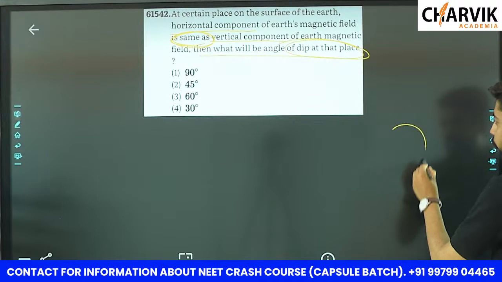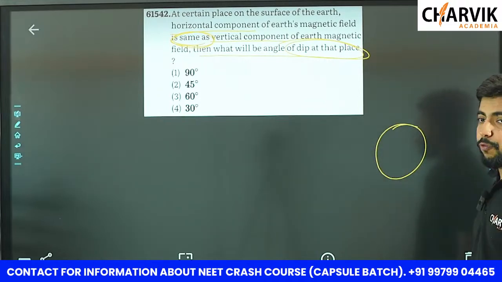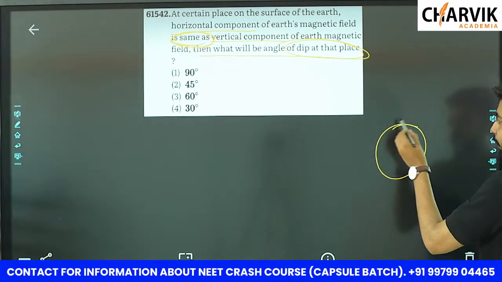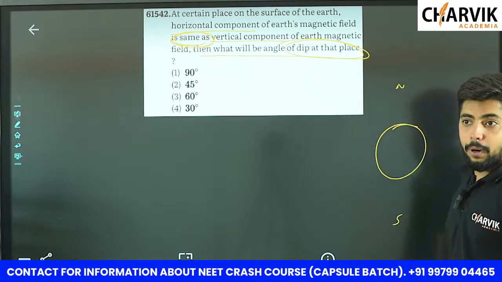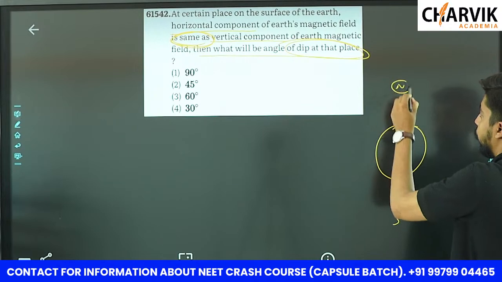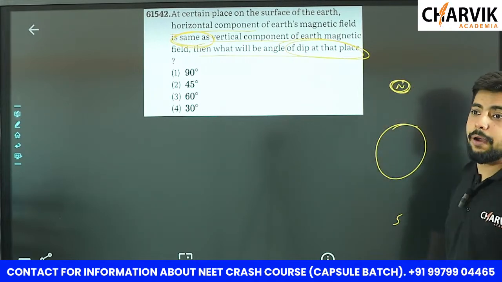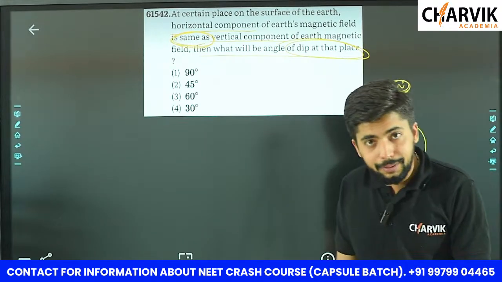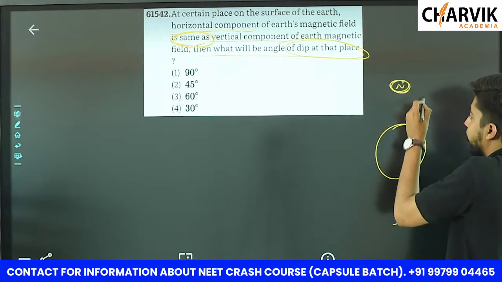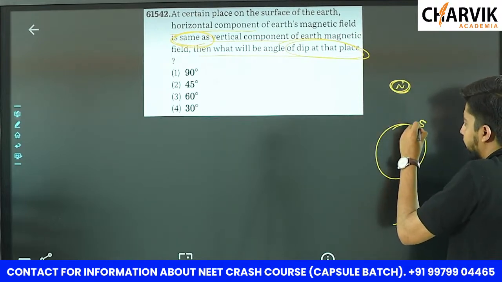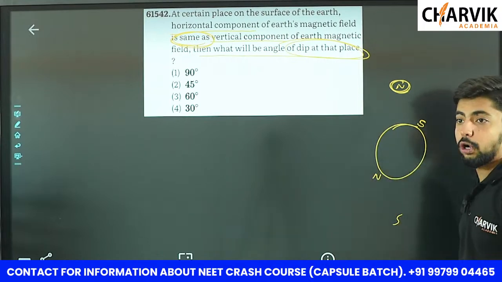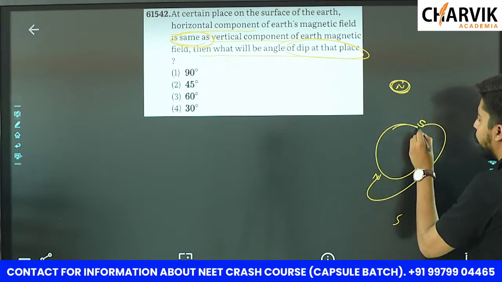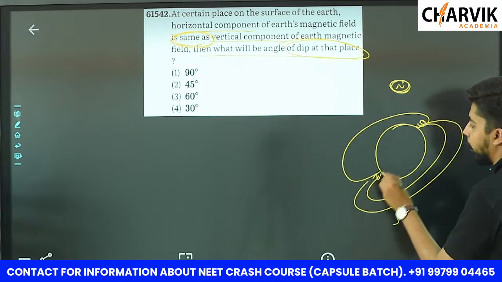Now to find the angle of dip, you need to remember the theory. There is a theory of the earth's magnetism in chapter number 5, standard 12. What is earth's magnetism? There is a geographic north pole and a geographic south pole. But where the geographic north pole is, we have a magnetic south pole of the earth, which is slightly shifted from the north pole. So somewhere here there is a magnetic south pole, and somewhere here there is a magnetic north pole. This is how we have a magnetic field of the earth.